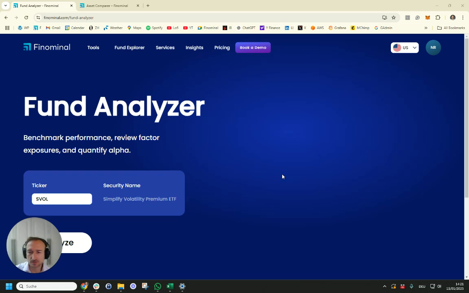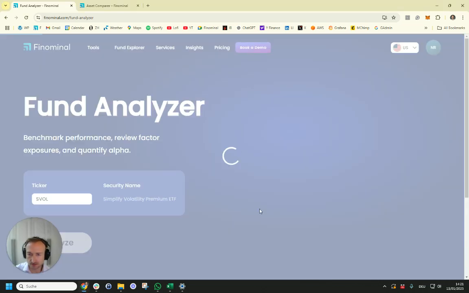Today we're going to look at the Simplified Volatility Premium ETF, which trades under the ticker SVOL. Now, the fund has about $1 billion of assets under management, and it aims to be an alternative source of income within the equity space. So let's find out what makes this fund tick.